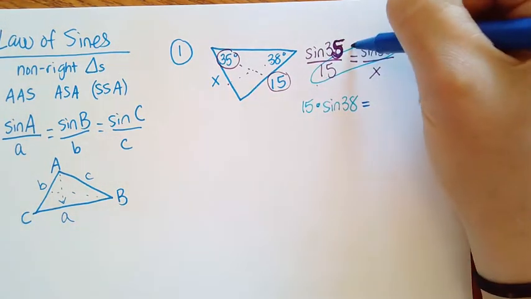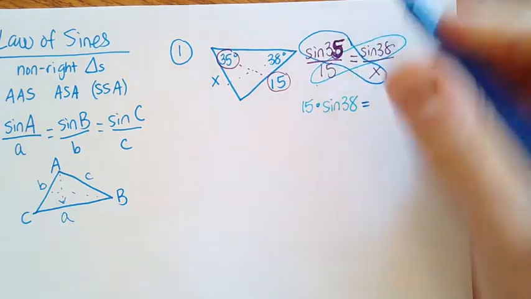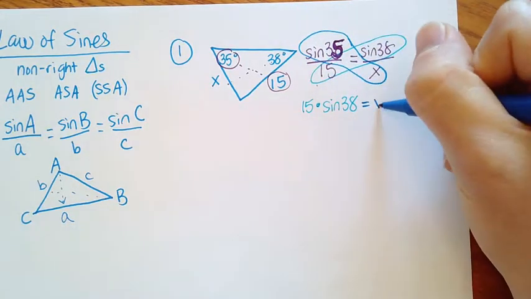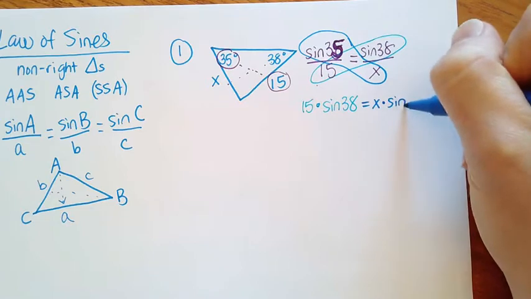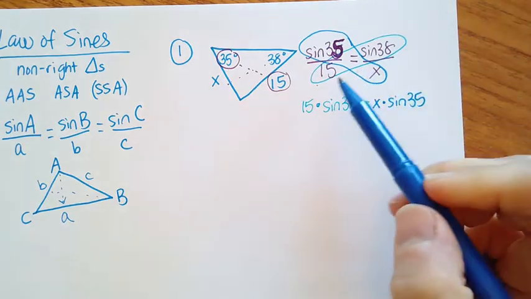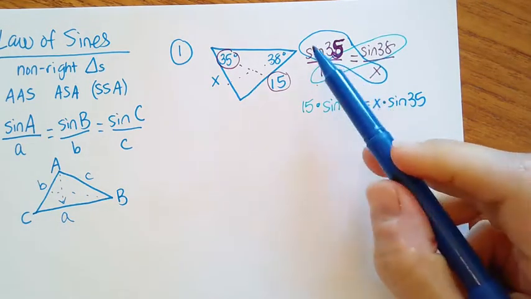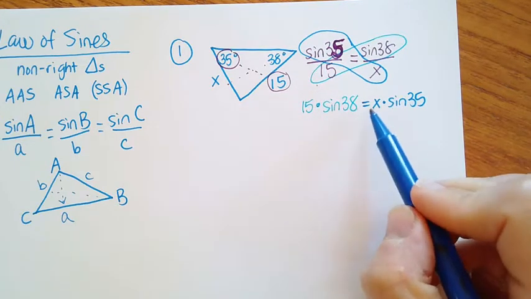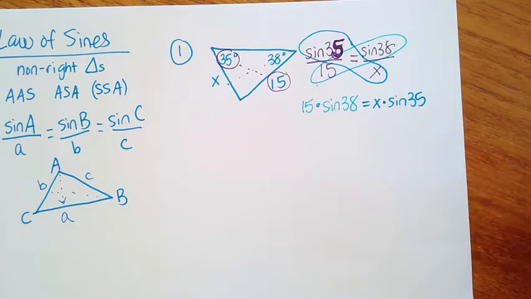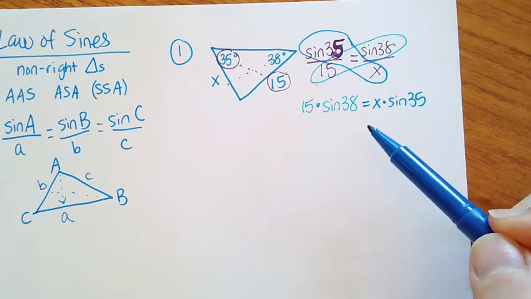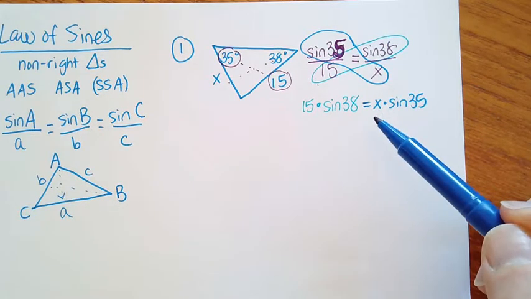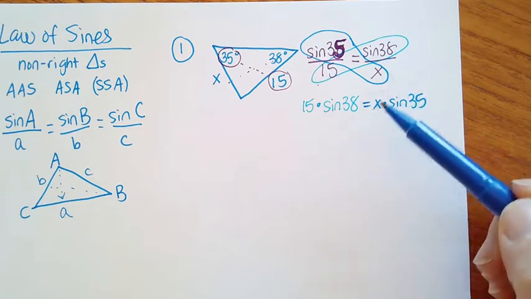So when I cross this way, that's this times this, or x times the sine of 35 degrees. And because this is a proportion, the cross products have to equal each other, and that's why I get to put an equal sign there. At this point, you could start typing stuff into the calculator, but I like to wait till the end so I don't have to round over and over again.